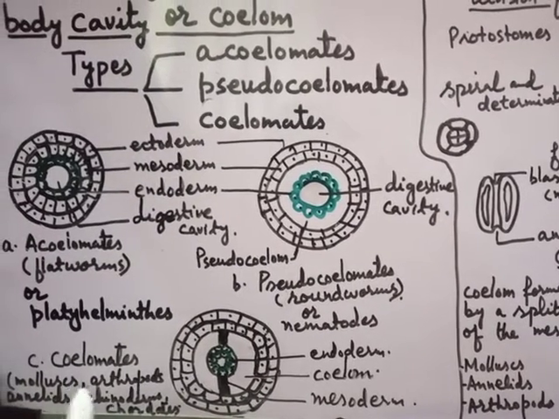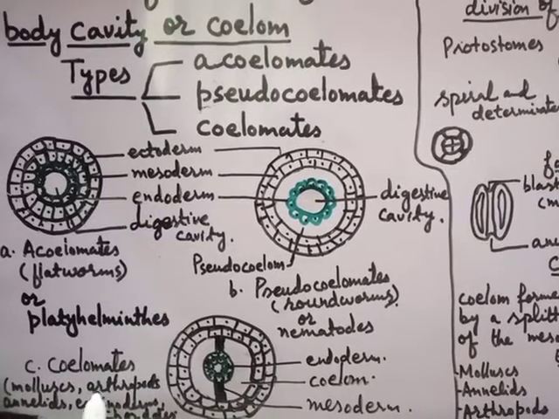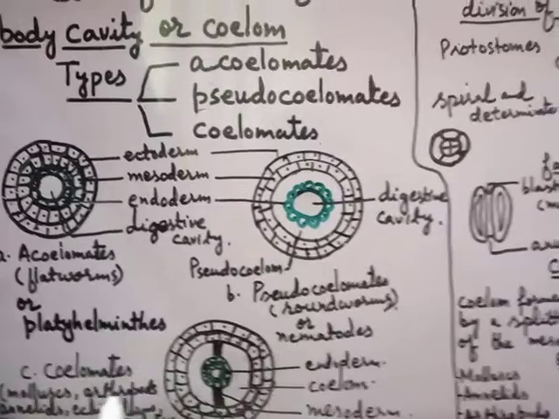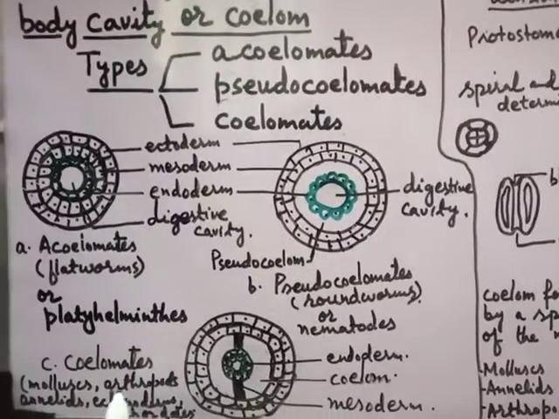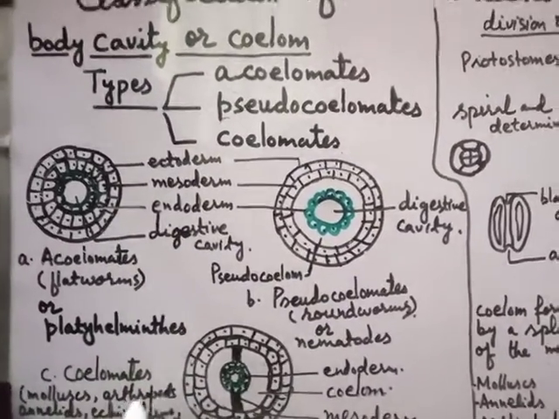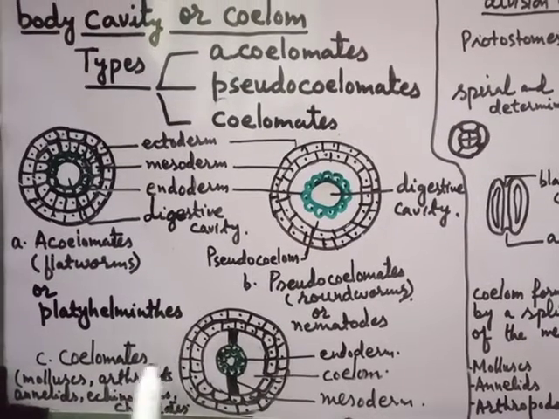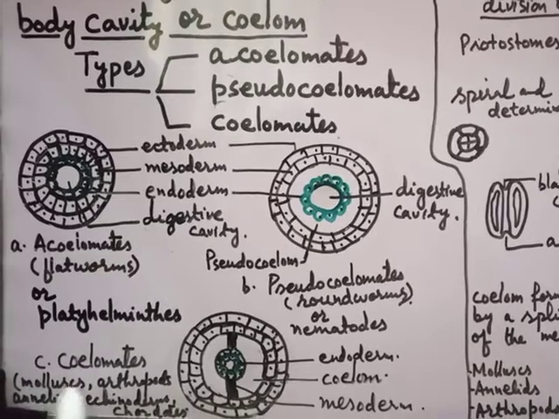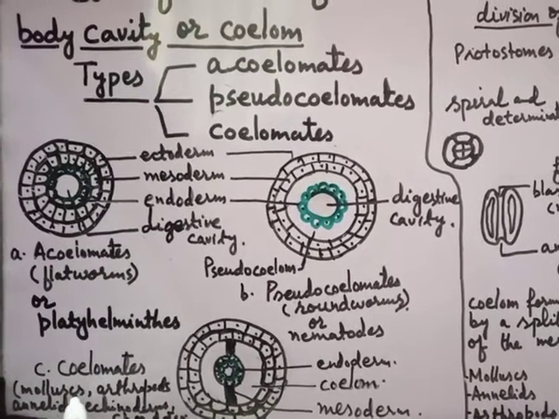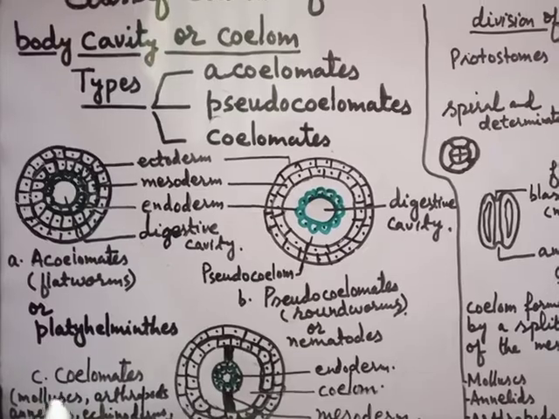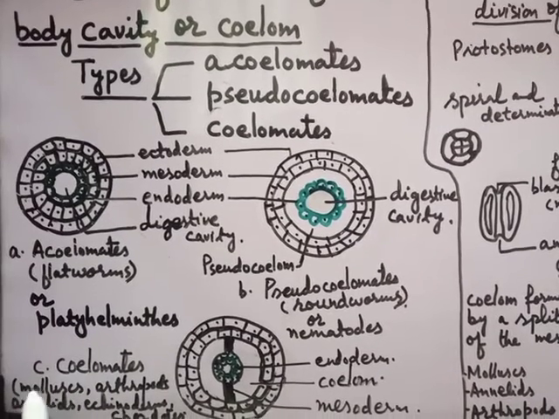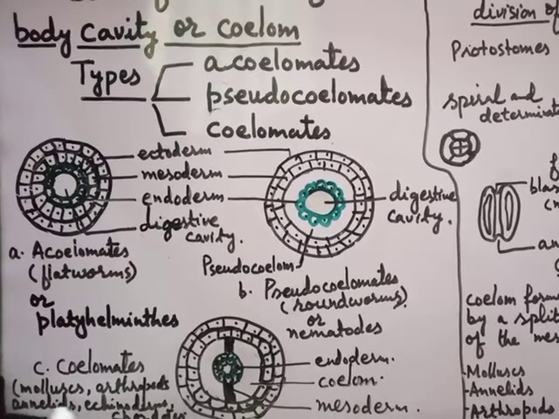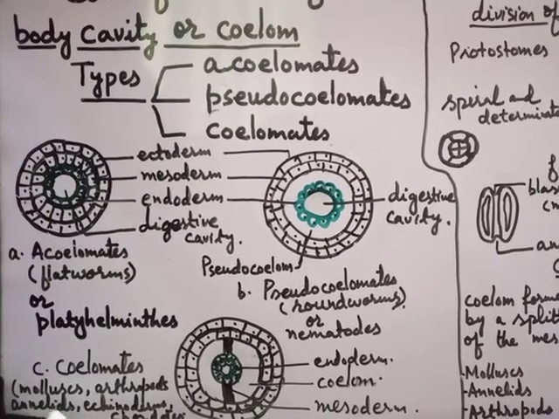Mollusks are soft-bodied animals. Then arthropods, those animals which have joints in their legs, like insects, prawns, lobsters, crabs, centipedes, millipedes. They are included in this category. Mollusks are soft-bodied animals, like their soft body is enclosed inside a shell, like snail, etc. Then annelids, in this group of animals: earthworm, leech, etc.